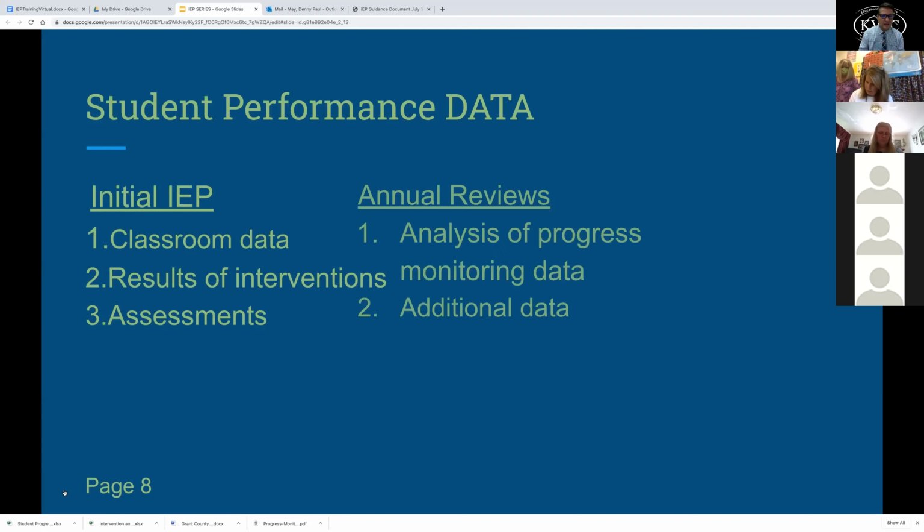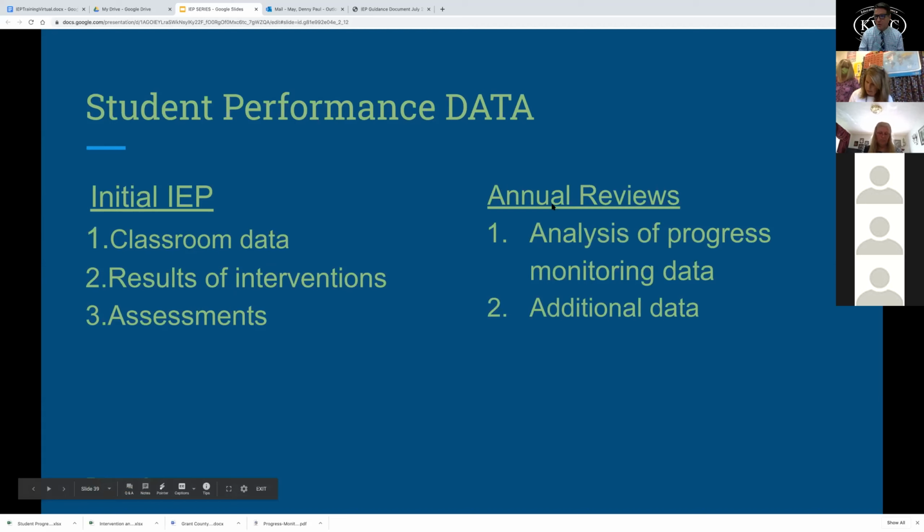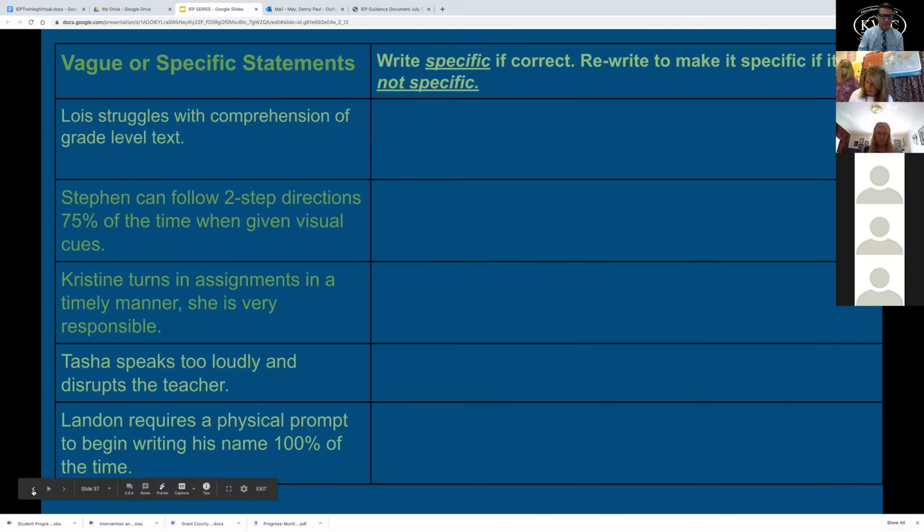And then secondly, we look at annual reviews. We look at analysis of progress monitoring data. And let's see if I can go back here on this slide for a second.